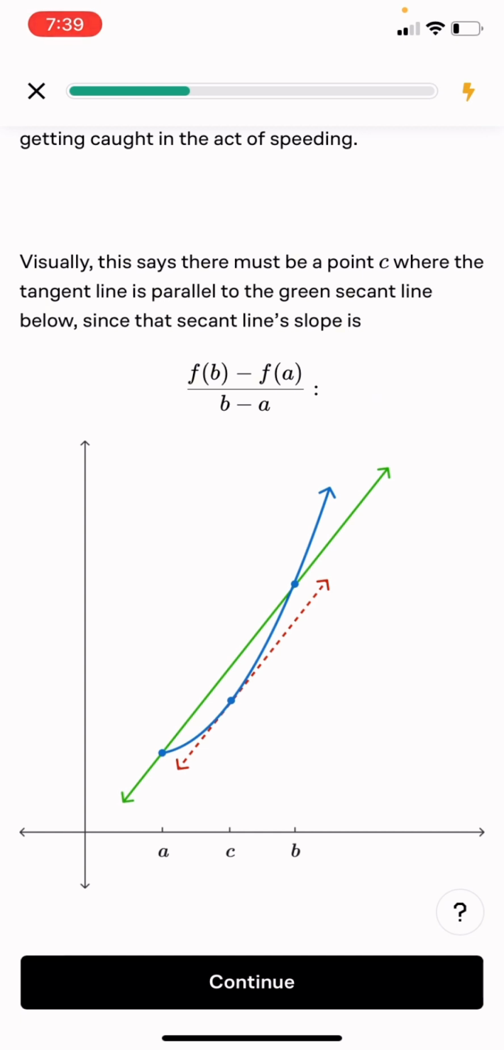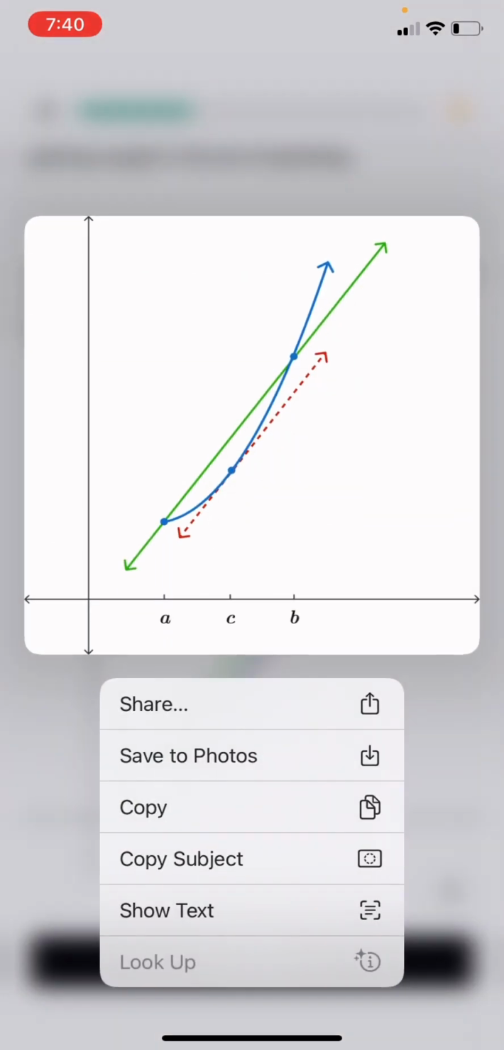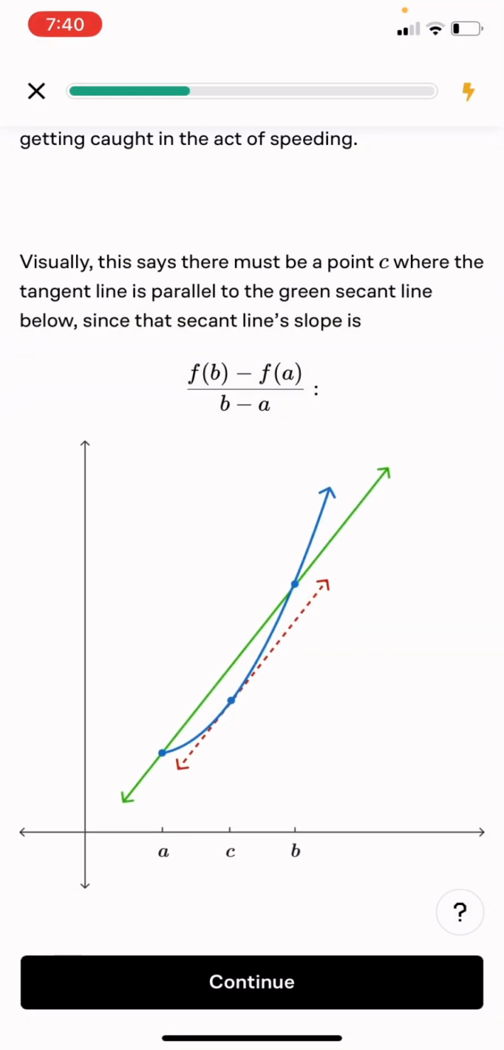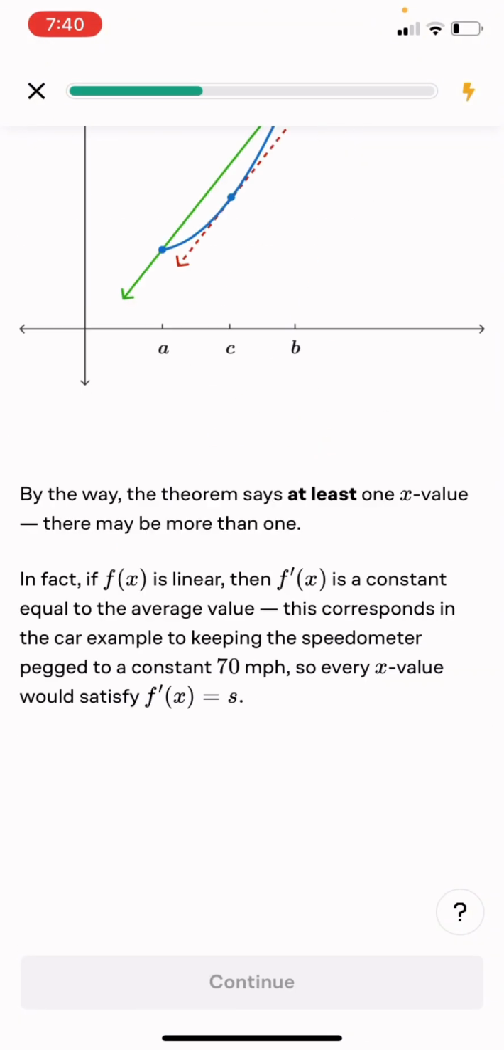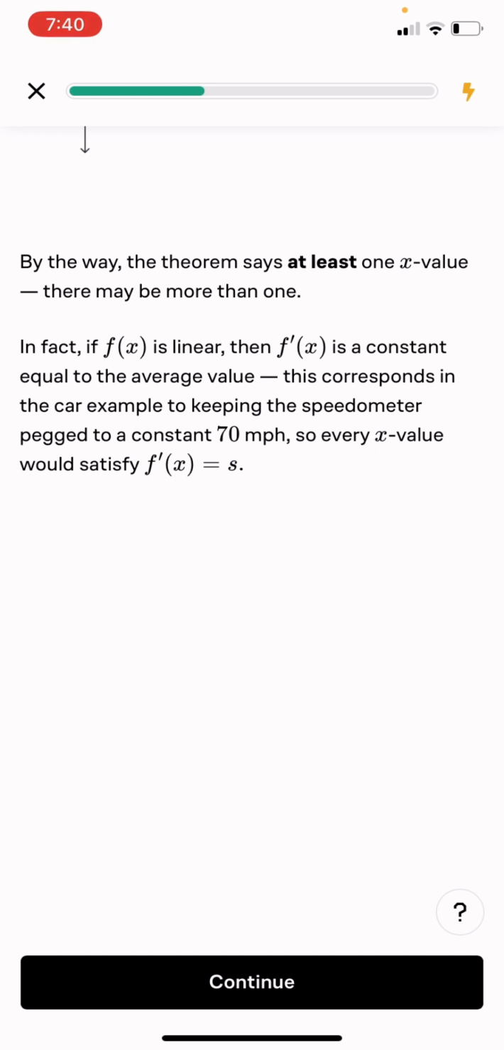By the way, the theorem says at least one x value. There may be more than one. If f of x is linear, then f prime of x is a constant equal to the average value. This corresponds in the car example to keeping the speedometer pegged to a constant 70 miles per hour, so every x value would satisfy f prime of x equals s.